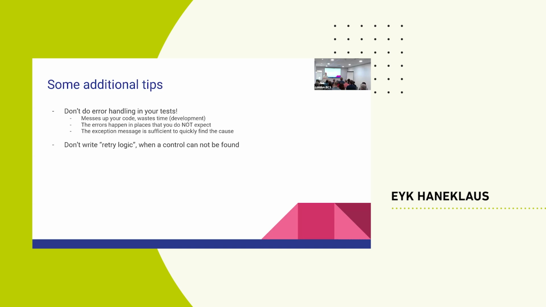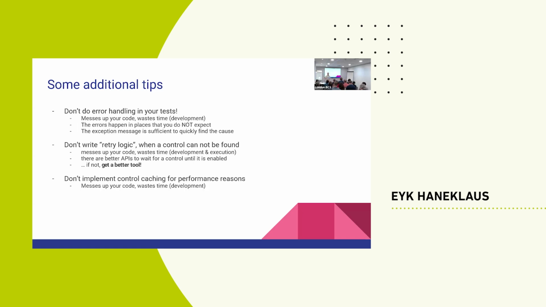Don't write any retry logic when a control cannot be found, because this messes up your code, wastes time during development and execution, and there should be better APIs to wait for a control until it is enabled. If not, get a better tool. Don't implement control caching for performance reasons, because it messes up your code, wastes time during development, and may be very unstable. And if your automation framework is too slow, get a better tool.